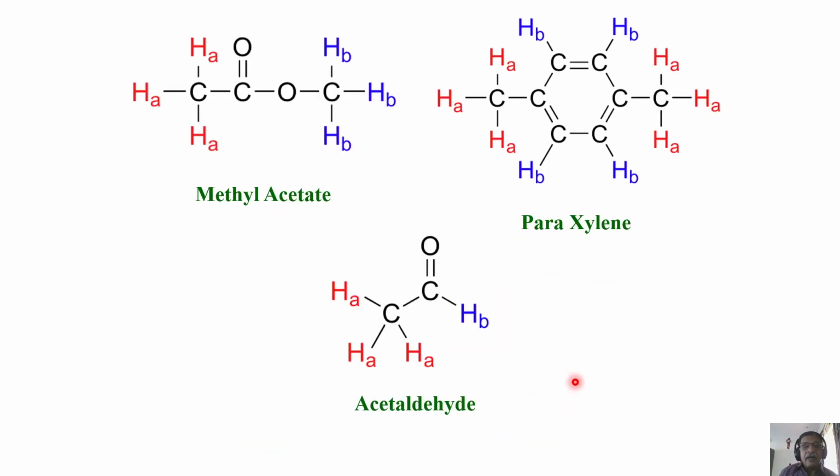Okay. Now look at this molecule, methyl acetate. Here, there are two CH3 groups. But remember, this CO is attached to this CH3. Only oxygen is attached to this CH3. As a consequence, the protons marked with red color and protons marked with blue color are not the same.